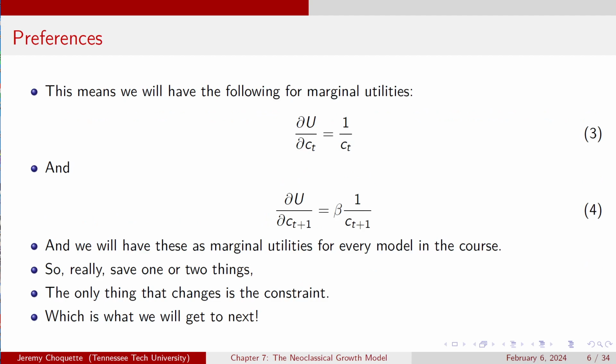So for our marginal utilities, the nice thing is the derivative of u with respect to c_t is always going to be 1 over c_t. The derivative of u with respect to c_t+1 is always going to be beta times 1 over c_t+1. And these marginal utilities will actually hold for every model in the course, save maybe one or two things. There's one model where we've got money and I think labor or leisure in there, but it's all additively separable. So marginal utility of consumption is always going to be what you see in equation 3 and equation 4. So ultimately, the only thing that's really going to change is the constraint, which is what we get to next.